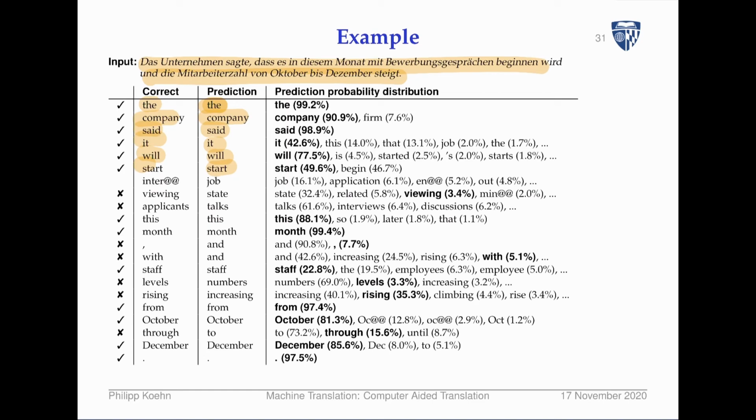and the machine translation system thinks, probably something like "job interviews". However, the professional translators decided to say "interviewing". So this is also byte pair encoding happening here.